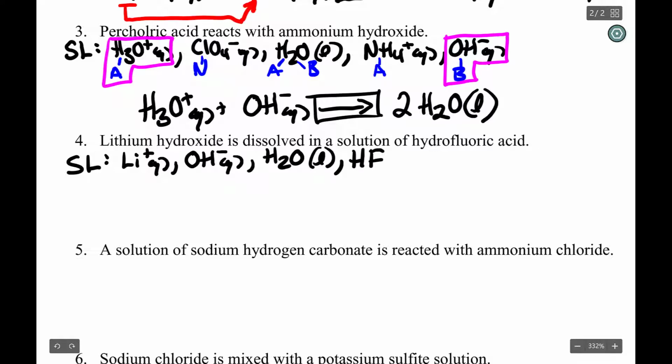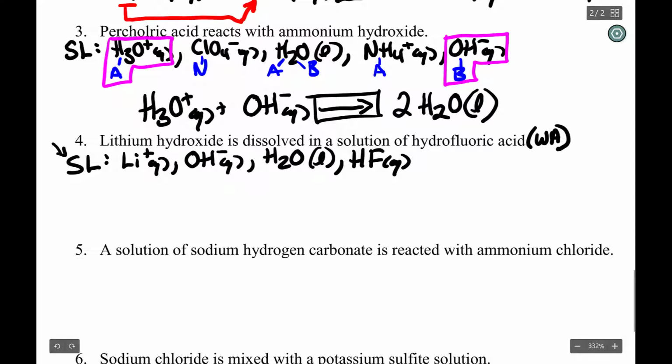Now, this is where most students make a mistake. They would write hydrofluoric acid as H3O plus, comma, F minus. But that is not the case. Hydrofluoric is a weak acid. It ionizes in water less than 100% and less than 50%, which means I have more HF than I have hydronium. And this species list is a major species list. The major species in solution here is HF.